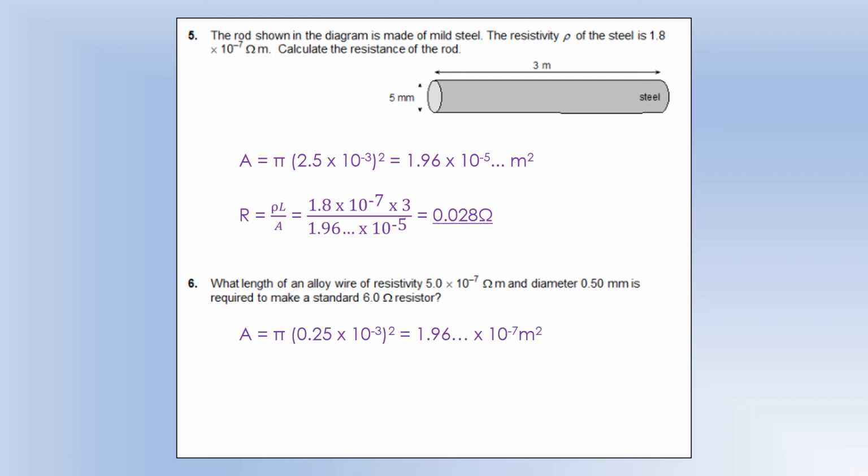So again, we're going to halve the diameter, square it, and times by pi to get our area in meters squared. We're going to rearrange the resistivity equation to make the length the subject, and then we can put the numbers in to get our length.